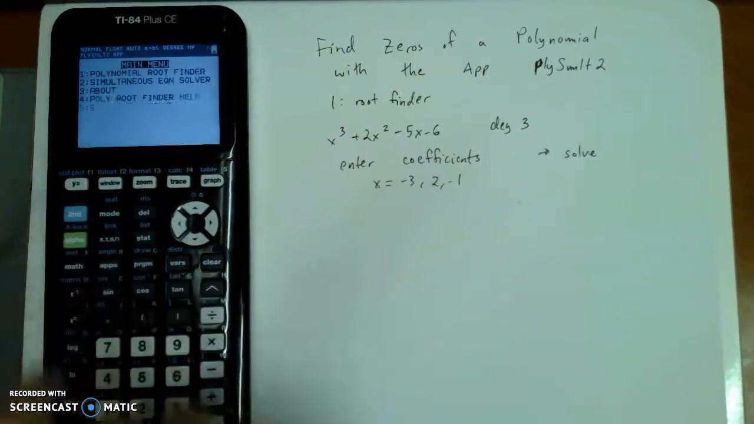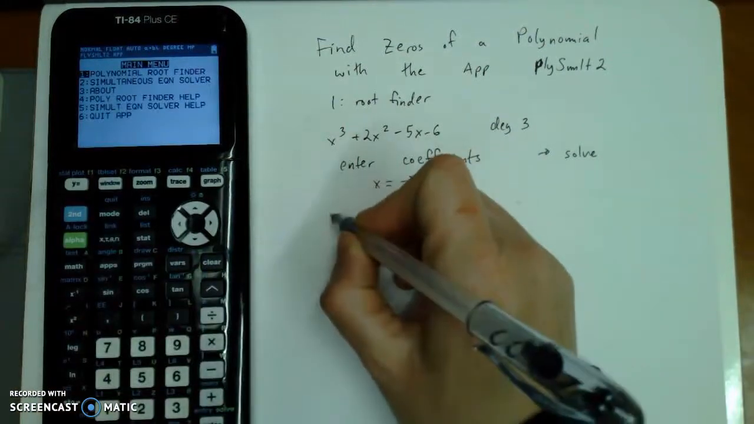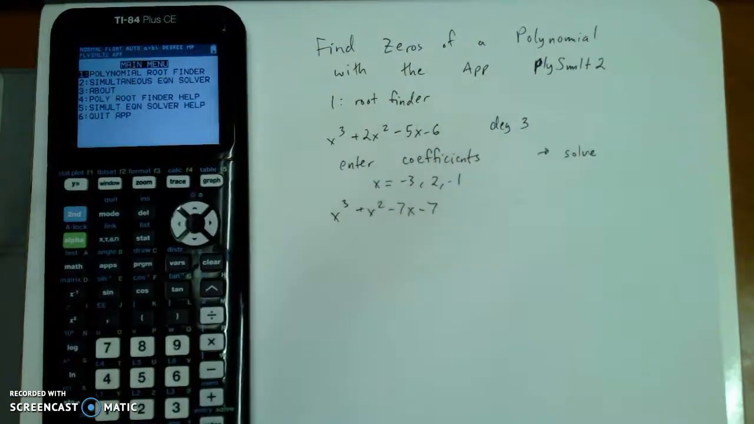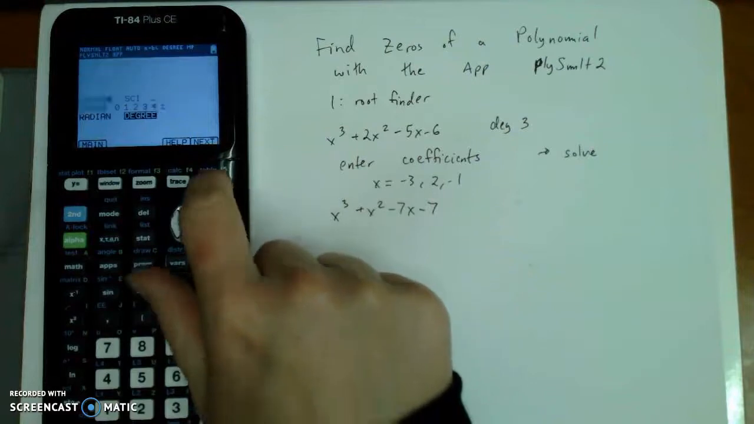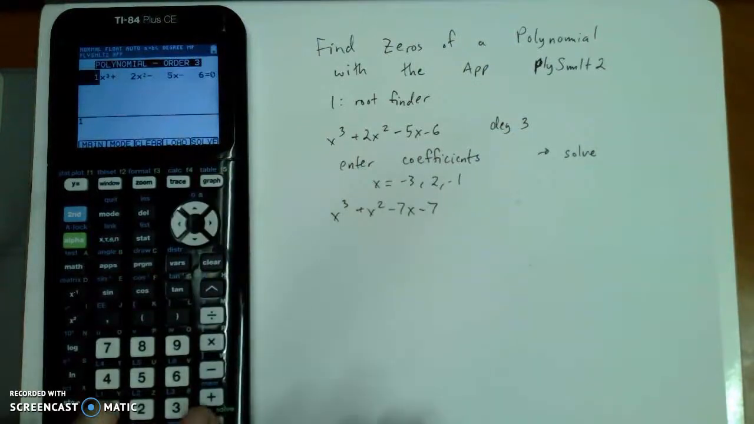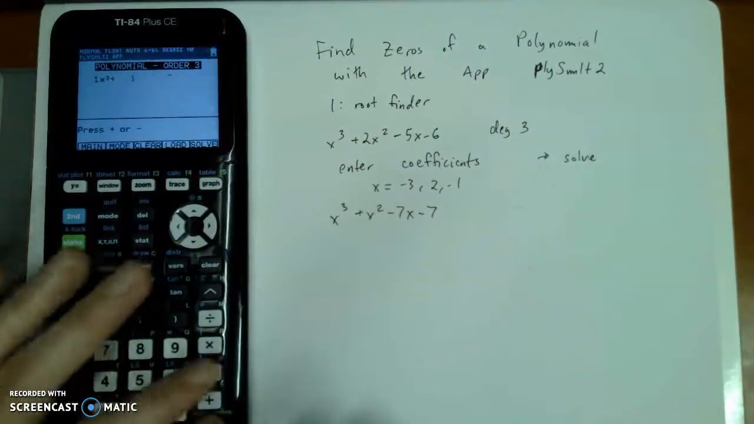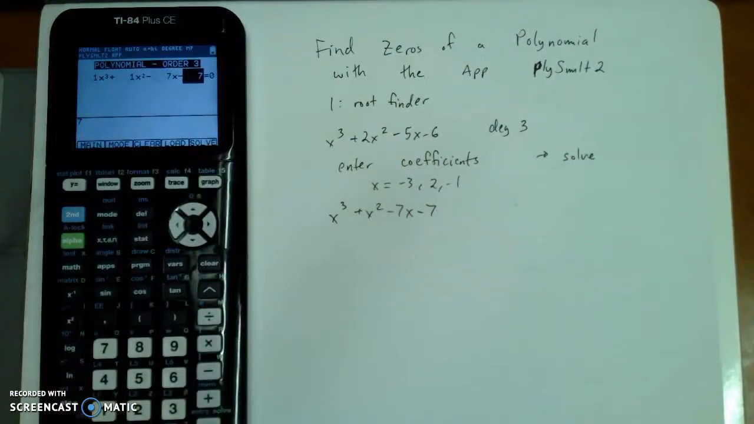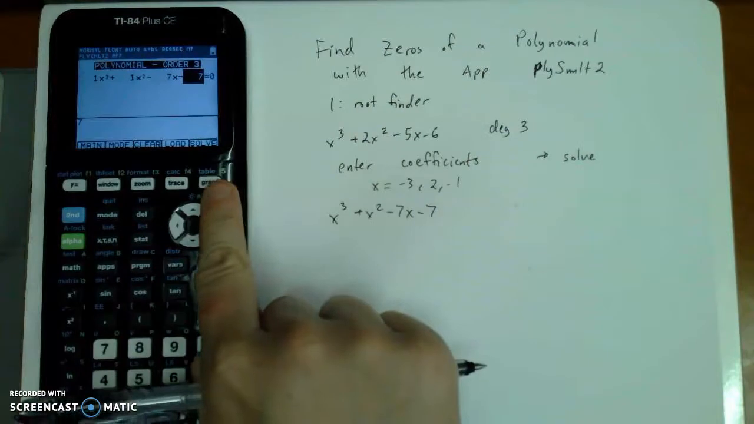So let's hop out of here and let's do that again. This time, let's do x cubed plus x squared minus 7x minus 7. So once again, let's go to root finder. This is still degree 3. This is still potentially having imaginary zeros. So I'm just going to go straight to that next option, and let's enter my new coefficients. So I've got 1, plus 1, then subtract 7, and subtract 7. And again, double check, make sure I've entered everything in correctly, and then let's hit solve.